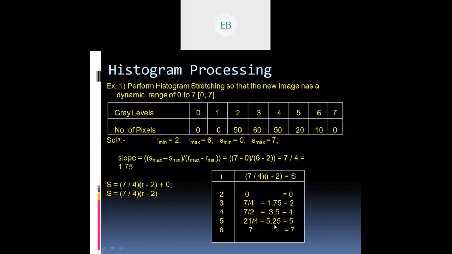If the value after the decimal point is 5 or greater than 5, then you can round it off to the next number, but this is less than 5, so 5.25 will remain 5. Finally R equals 6. 6 minus 2 is 4, so 4 cancels, and S equals 7. This is a very simple sum, but it comes for 10 marks. This is about performing histogram stretching so that we get a new image with these values.